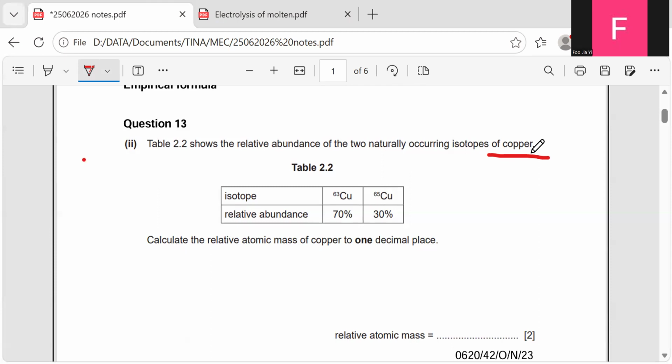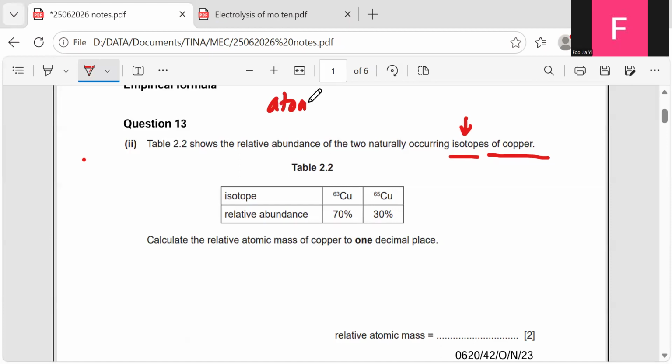Do you remember what's isotope? Isotope is same proton number, different nucleon number. The isotopes have different percentages. So they will give you questions like this where they tell you there is two isotopes of copper. If you don't know the definition for isotopes, please write it down.